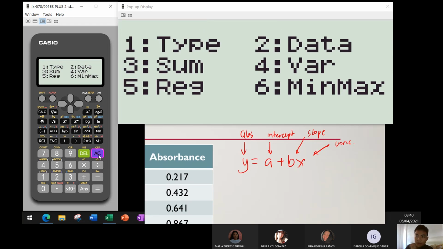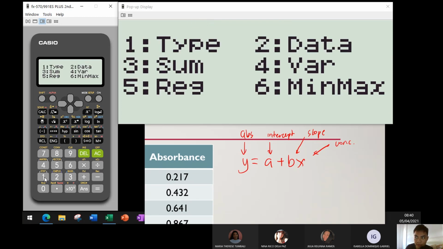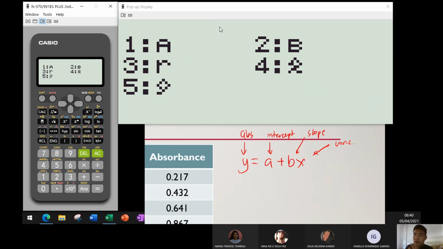Okay, so again, ano nangyari? Press mo yung AC, you press shift, then stat. Then may makita kang options, you choose the regression, the reg. Okay, pindutin mo yung 5. So it will give you lots of options. You have the R, you have the B, you have the A.